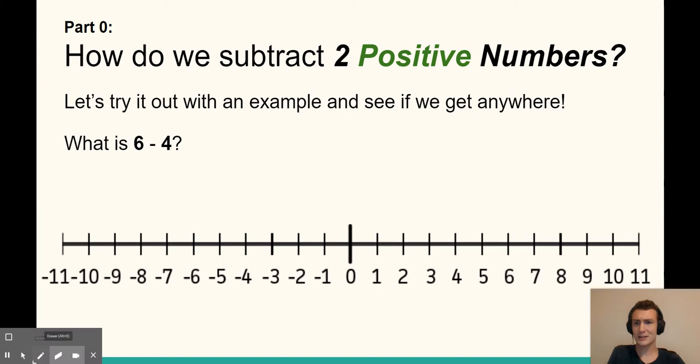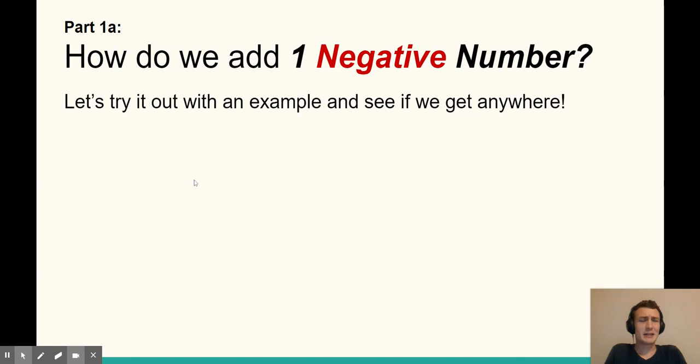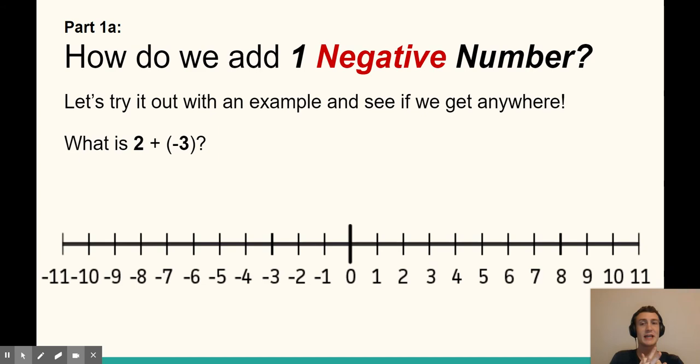Now, let's bring in a negative. Oh my gosh. It's 8 o'clock on Sunday night, and I don't know why I just said that. Oh, this is embarrassing. One negative number. So we're going to try with a negative and see. Let's try it out. So 2 plus negative 3.